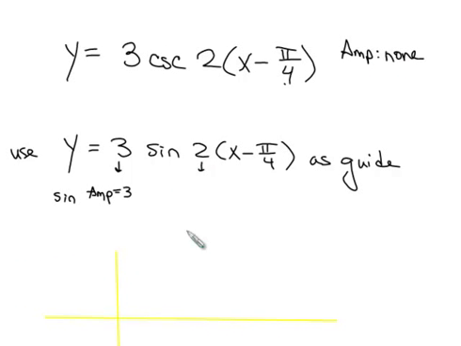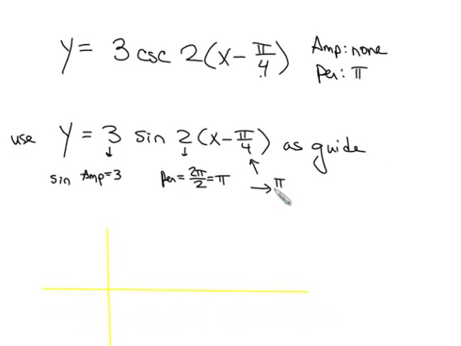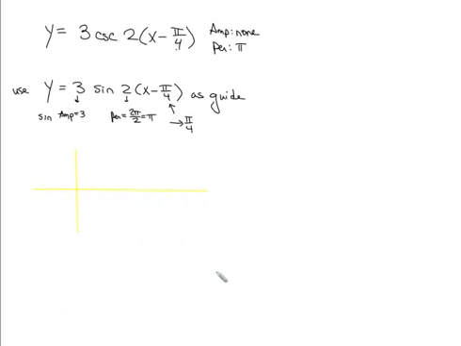Notice this 2 is our period adjustment, so we know that our period is going to be the original period 2 pi divided by 2, which is equal to pi. And so again up here, our period is also going to be pi. This is going to be a phase shift of pi over 4 units to the right. Notice there's no vertical shift on this one. We'll get to a vertical shift in a little bit.